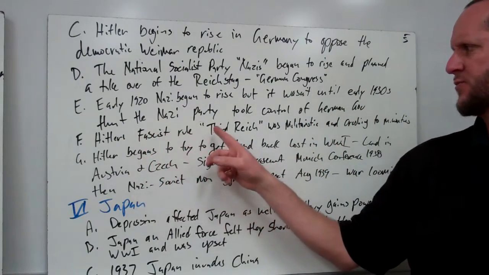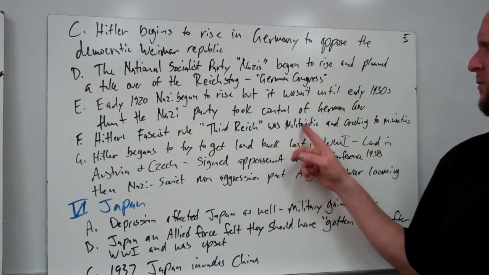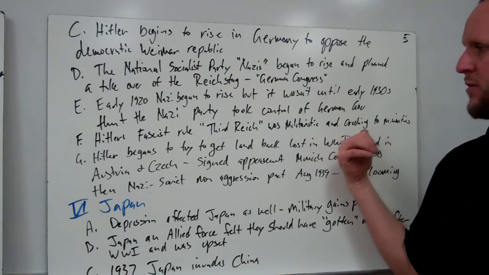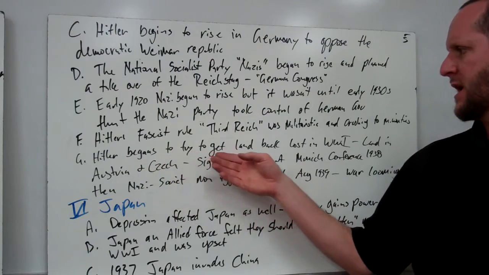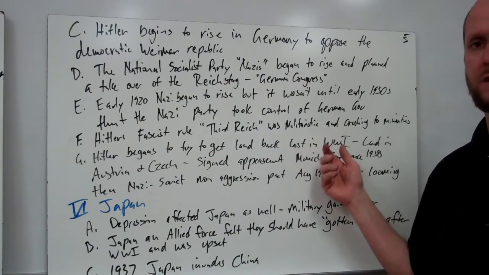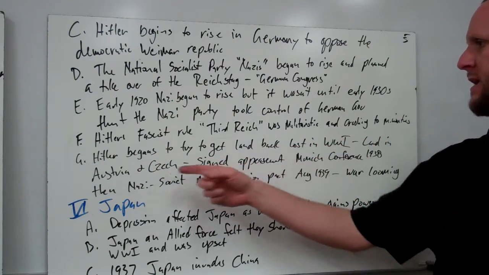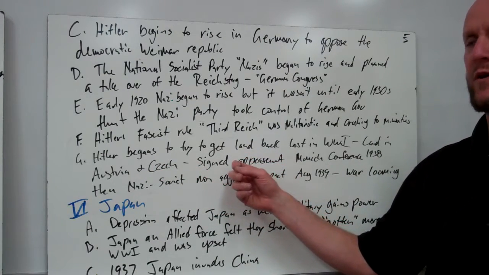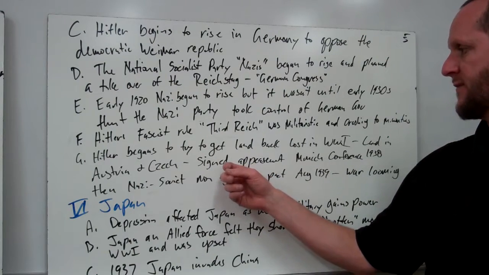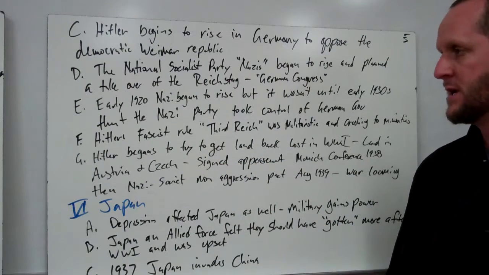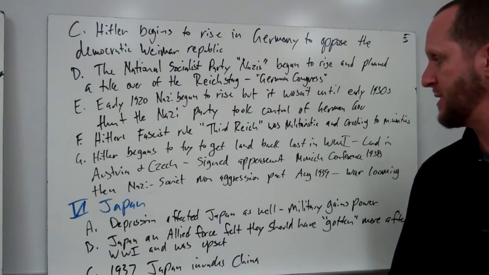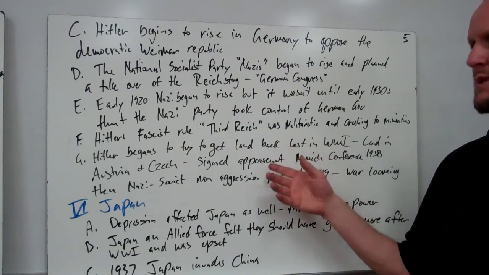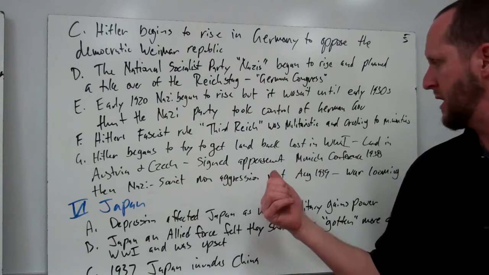Now, Hitler's fascist rule, the Third Reich, was militaristic and crushing to most minorities. Hitler began to try to get land back that was lost in World War I, land in Austria, Czechoslovakia. People from other European countries were forced to sign appeasements to try to make Hitler happy so he wouldn't go crazy and take over the entire continent.